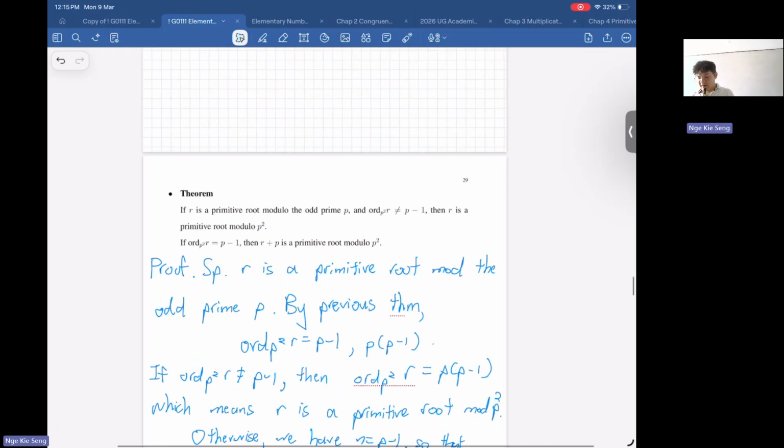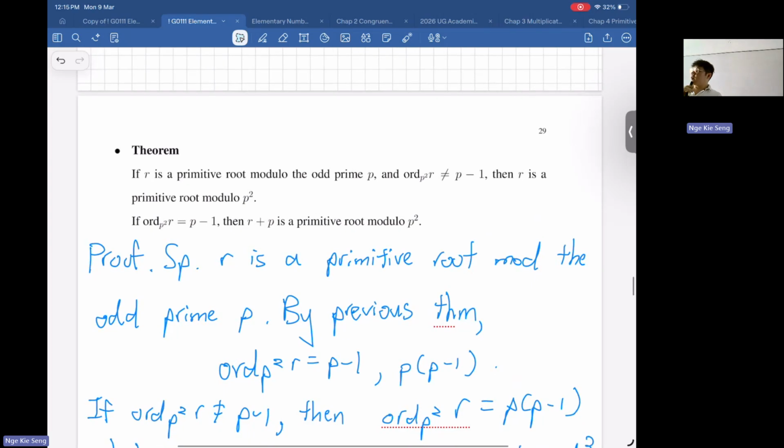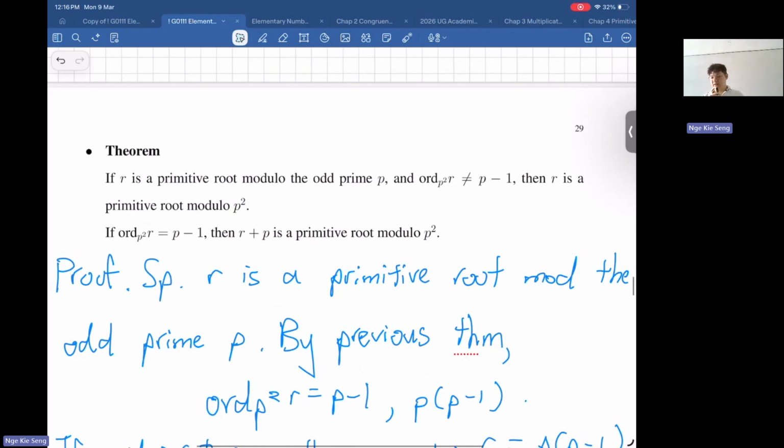Okay, so let's say r is not a primitive root mod p squared. What can we do? Do we just stop? Actually, no. You just take r plus p, then it will be a primitive root already. So if r is not a primitive root mod p squared, then r plus p would be a primitive root mod p squared. Like magic. I won't prove it now. I'll see if I want to prove it next time. Does it make sense?